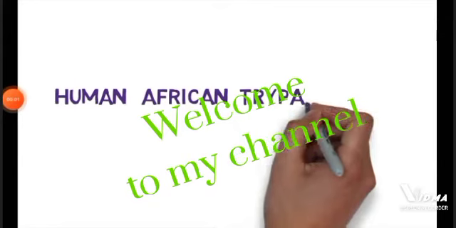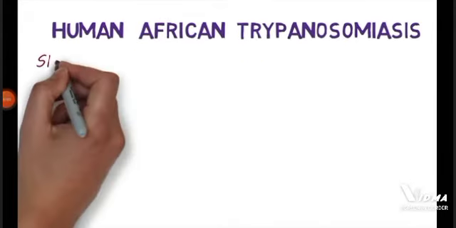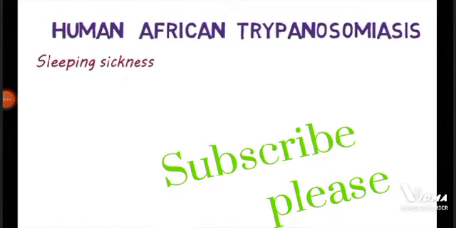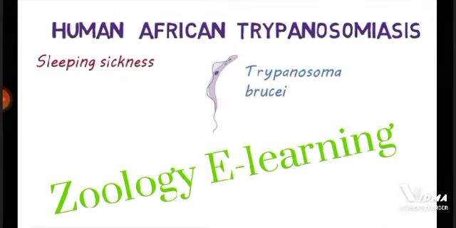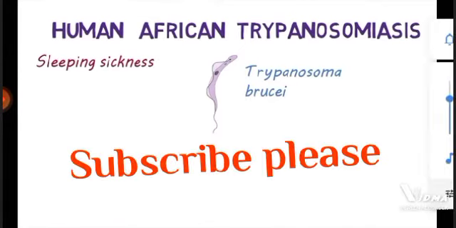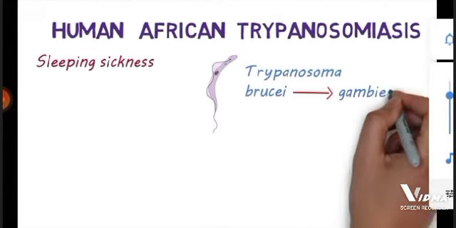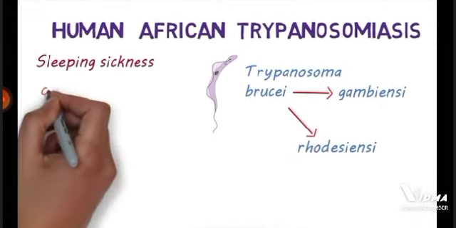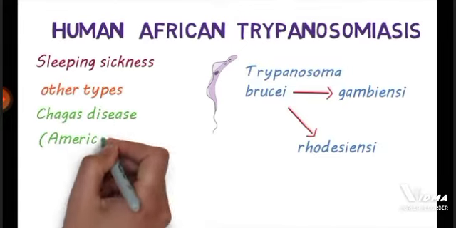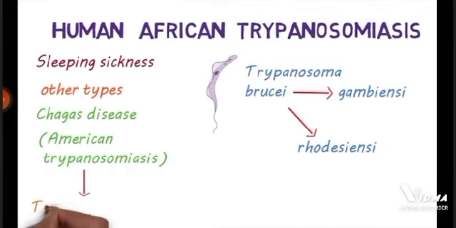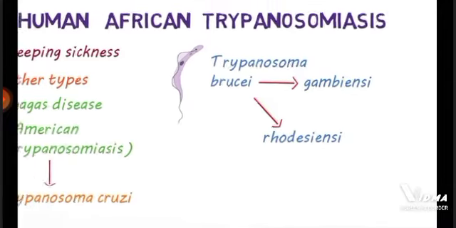Common African trypanosomiasis, also known as sleeping sickness, is a disease caused by a group of parasites called Trypanosoma brucei. The two main types causing human disease are Trypanosoma brucei gambiense and rhodesiense. There are other types of Trypanosoma brucei which cause animal disease and very occasionally infect humans. Chagas disease, also known as American trypanosomiasis, is a different disease caused by Trypanosoma cruzi.